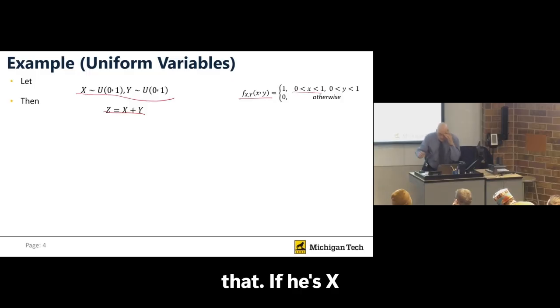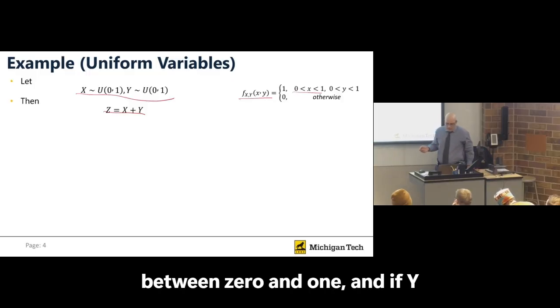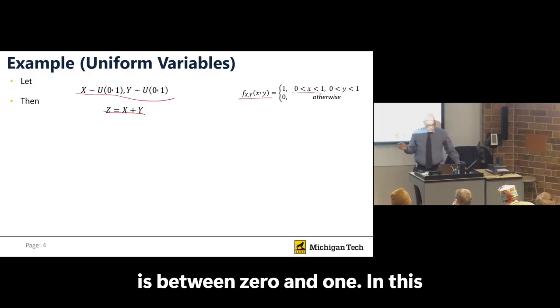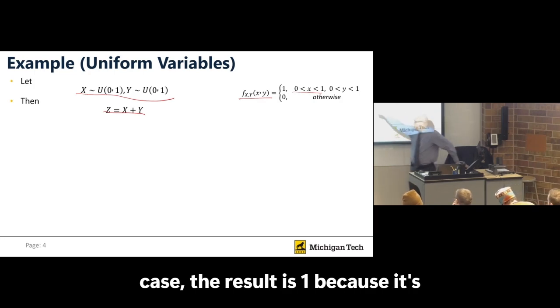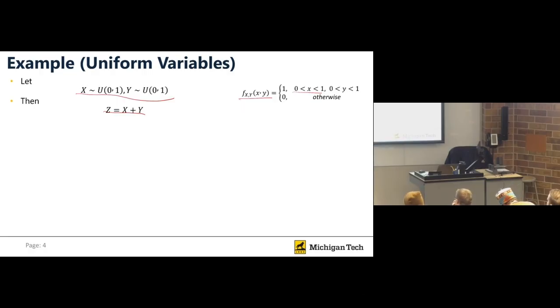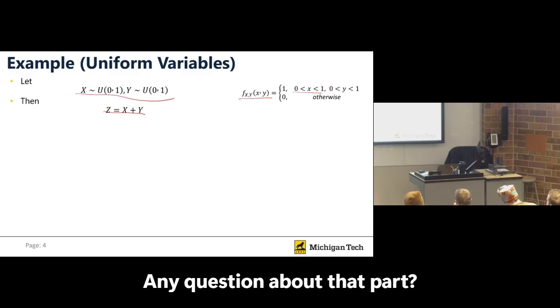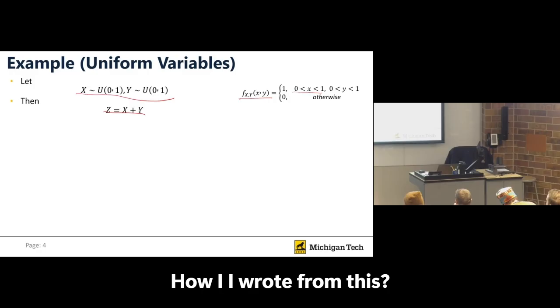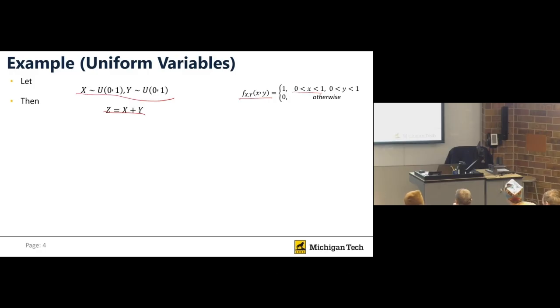If x is between 0 and 1, and if y is between 0 and 1, in this case, the result is 1 because it's uniform. And otherwise, it's 0. Any question about that part? How I wrote from this, that.